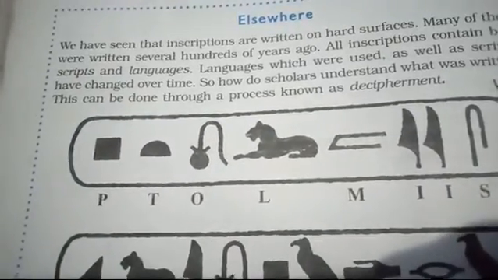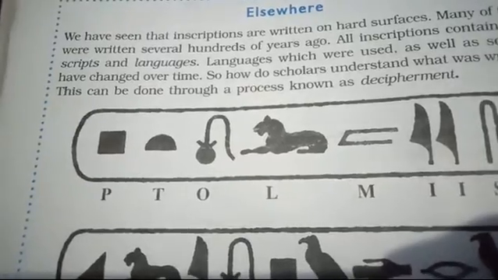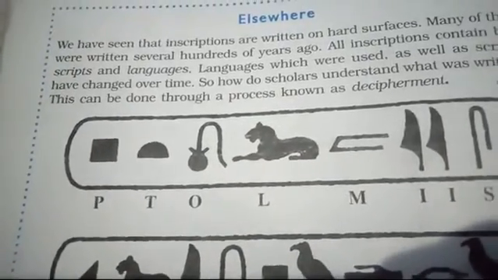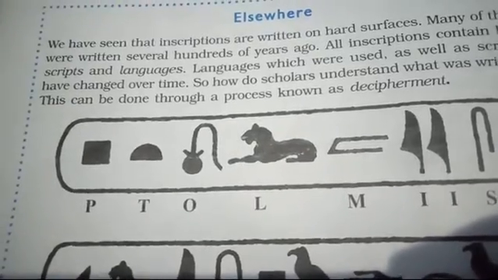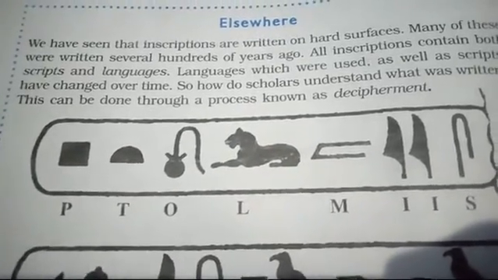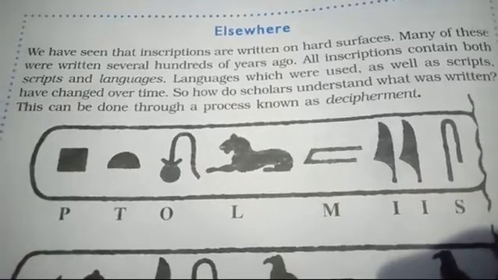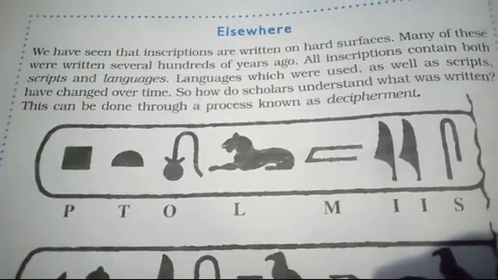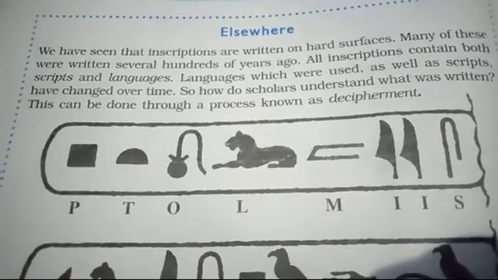Like the languages used at that period of time were Sanskrit, Prakrit and Tamil. Languages which were used as well as scripts have changed over time. So how do scholars understand what was written?